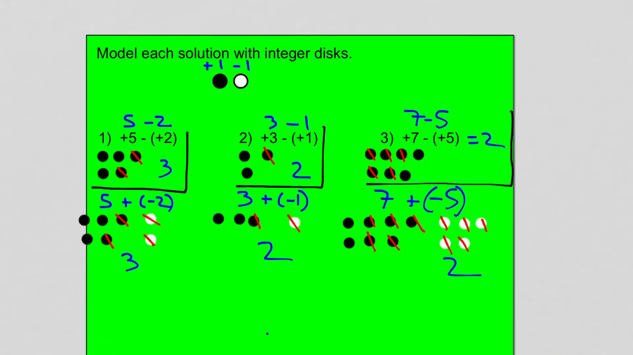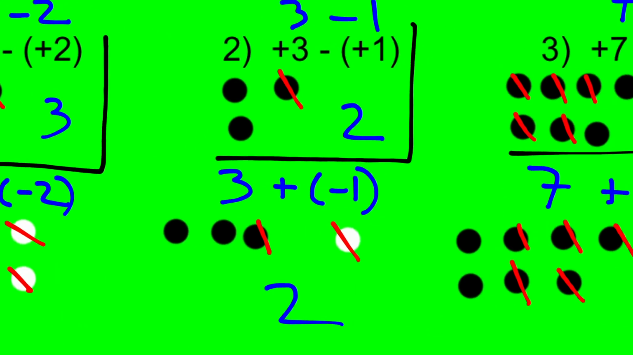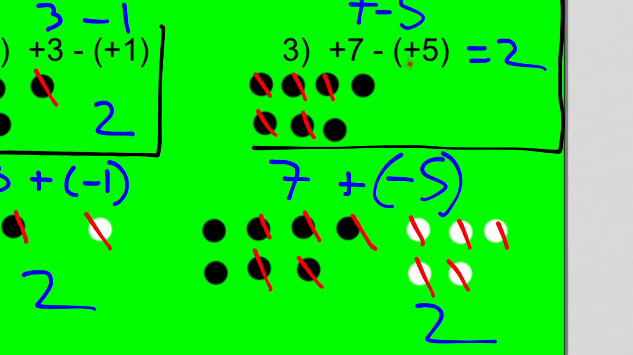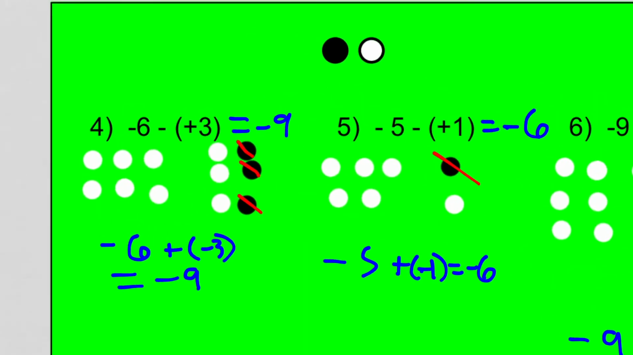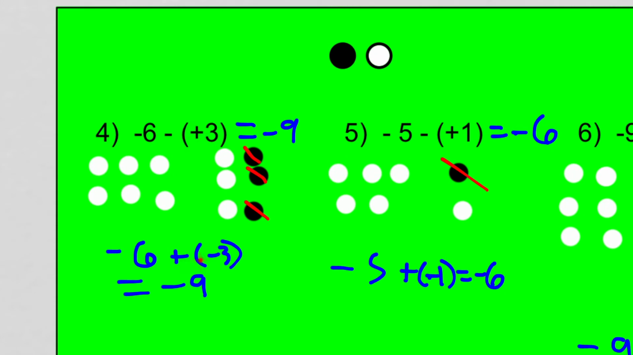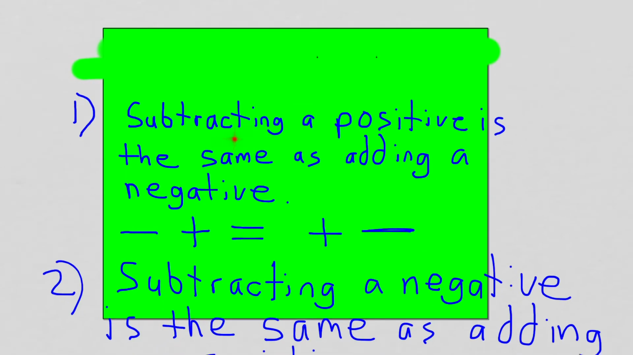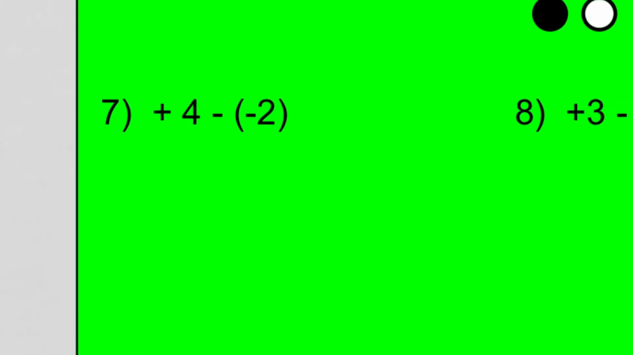Now in the first video, we looked at what happens when you subtract a positive. When you're subtracting a positive, it's like adding a negative. So we did questions like that, and we did another set, and we came up with a rule that subtracting a positive is the same as adding a negative. Okay, what I want to do in this video now is talk about what happens when you subtract a negative.